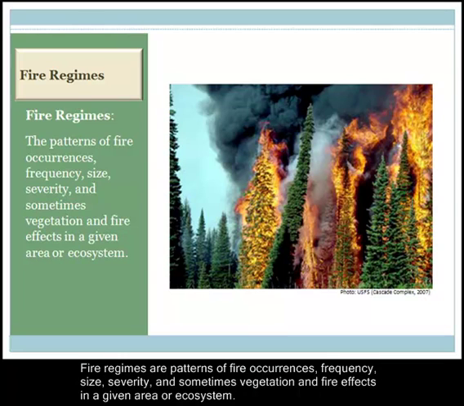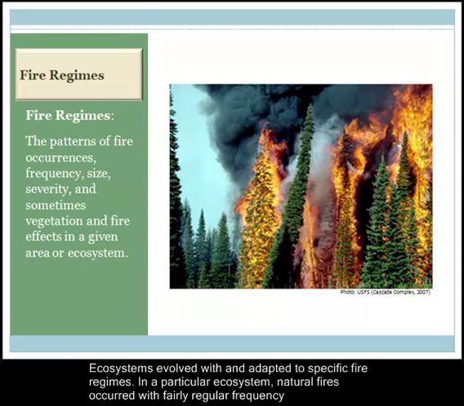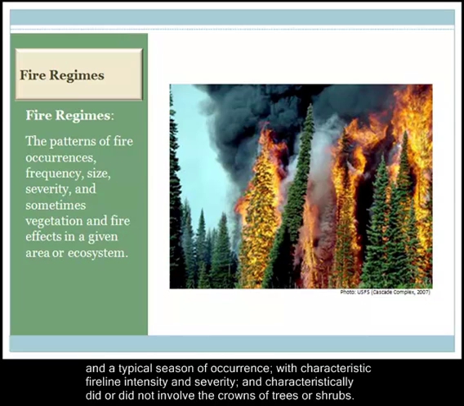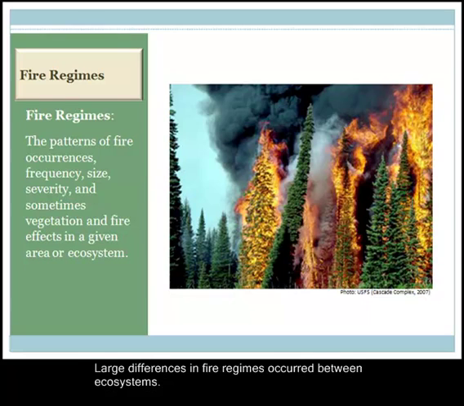Fire regimes are patterns of fire occurrence, frequency, size, severity, and sometimes vegetation and fire effects in a given area or ecosystem. Ecosystems evolved with and adapted to specific fire regimes. In a particular ecosystem, natural fires occurred with fairly regular frequency and a typical season of occurrence, with characteristic fireline intensity and severity, and characteristically did or did not involve the crowns of trees or shrubs. Large differences in fire regimes occurred between ecosystems.